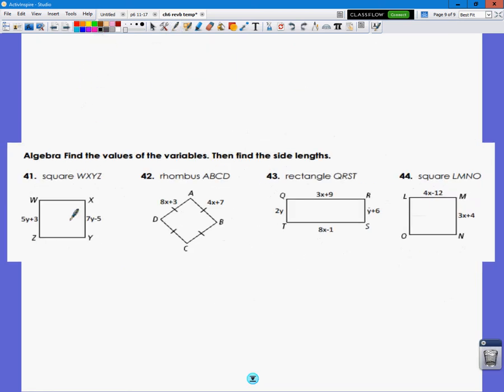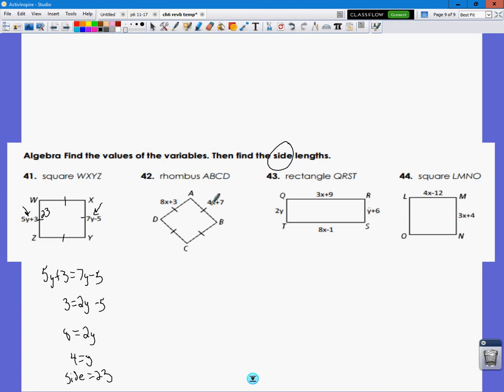Because this figure is a square, opposite sides, in fact all four sides would be equal. 5y plus 3 would be equal to 7y minus 5. Solving for y, add 5 to both sides, 2y is equal to 8. Divide by 2, y is equal to 4. They also asked me to find the side length. I do have to plug that back in somewhere. 5 times 4 is 20, plus 3 is 23. So each side would be 23 units long.